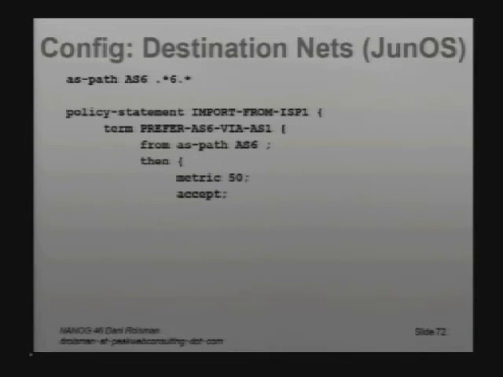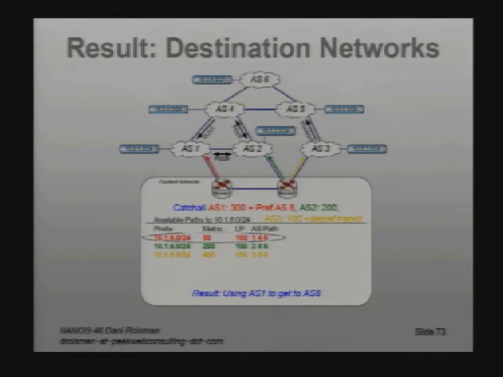Junos is very similar. Make a named AS path, and put in your policy any routes heard from that AS, set metric 50. And of course, the result is now AS6, or sorry, 10160 has now moved to AS1 with a metric of 50, where previously he was AS2 with a metric of 200.